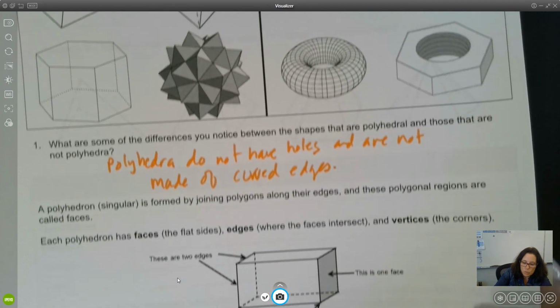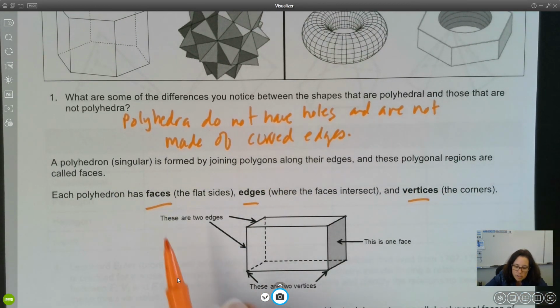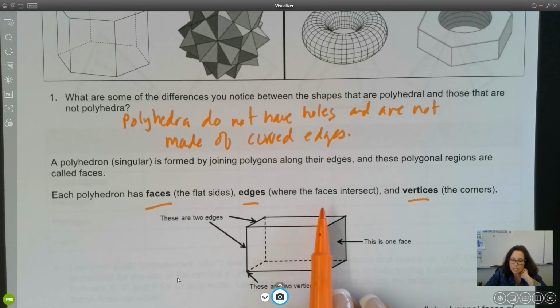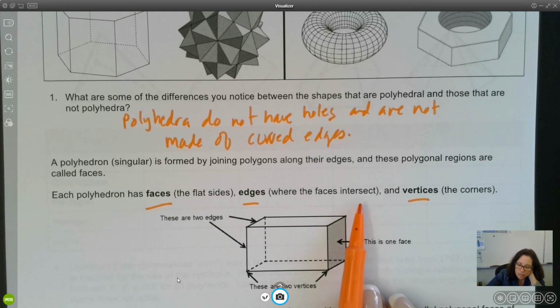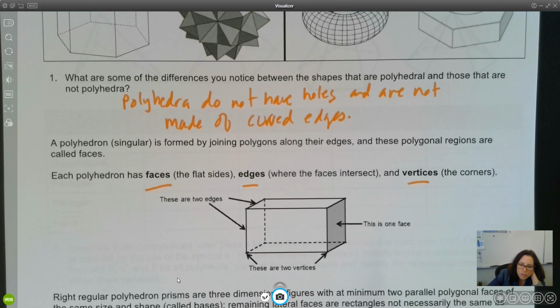Okay, so we need to understand faces, edges, and vertices. Faces are the flat sides. Edges are where the faces intersect, and vertices are the corners. Okay, so on this rectangular prism, you can see that there are 6: 1, 2, 3, 4 around it, and then 2 on the end faces.